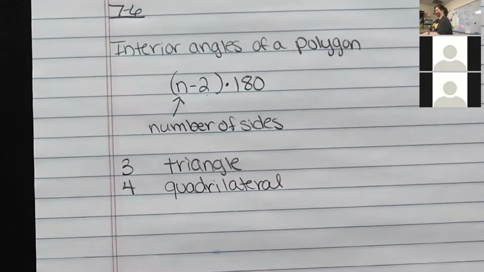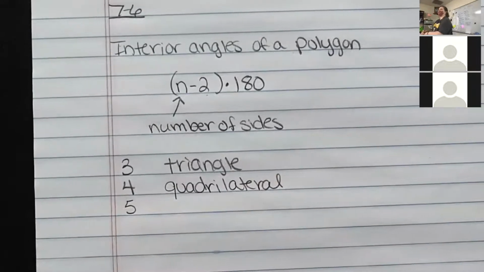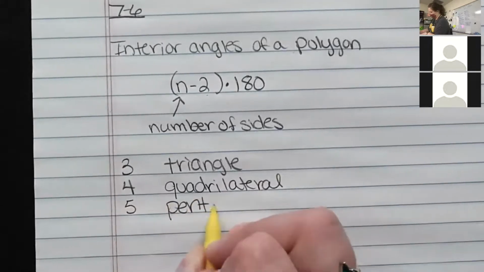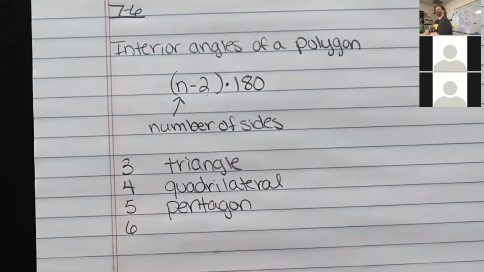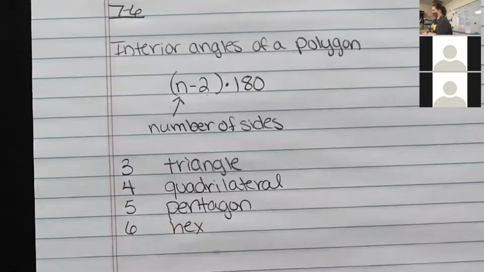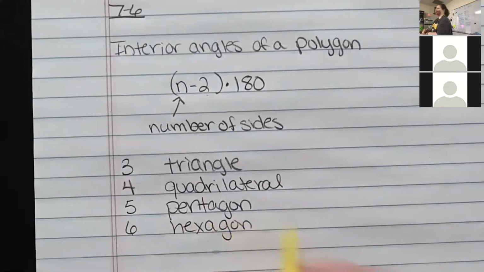It is the long word. 5-sided figure: pentagon, just like the Pentagon in Washington, D.C. It has 5 sides. What do you think 6 sides is? You guys remember? Hex. And remember that has an X just like the number 6. That's a good way to remember it. Hexagon.